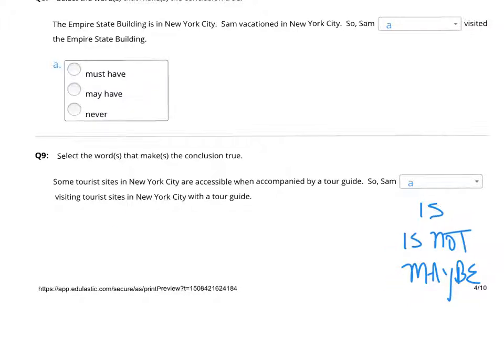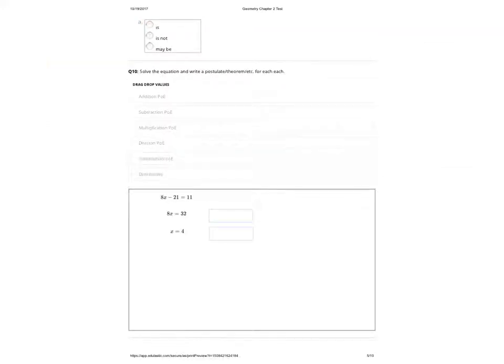be visiting sites with a tour guide. Because some tourist sites are accessible, meaning you only see them with a tour guide. So which one, is, not, or maybe, fills in the blank in number 9? They are, and it's is, not, and maybe. So let's go back here.